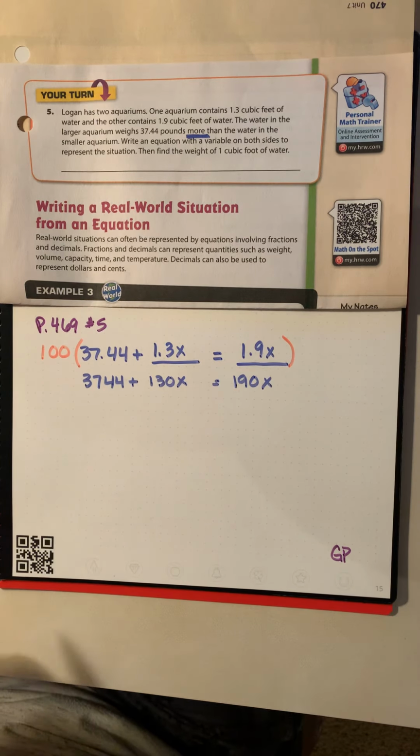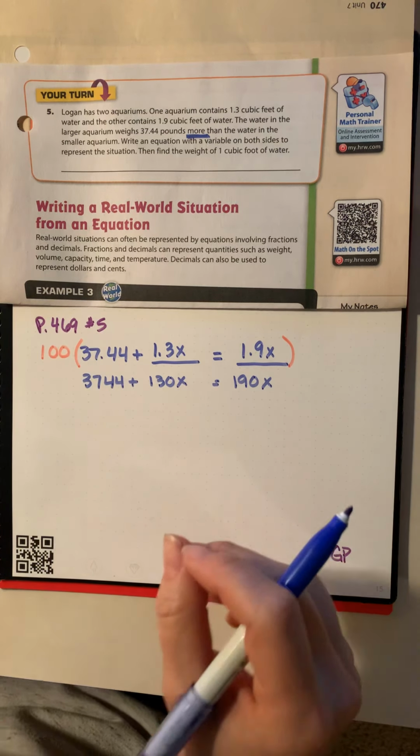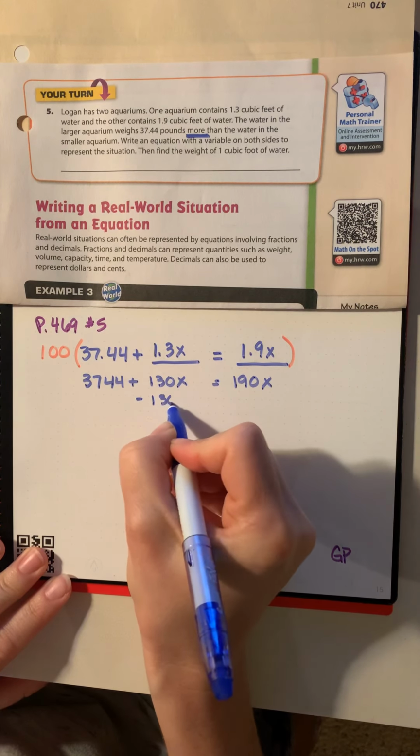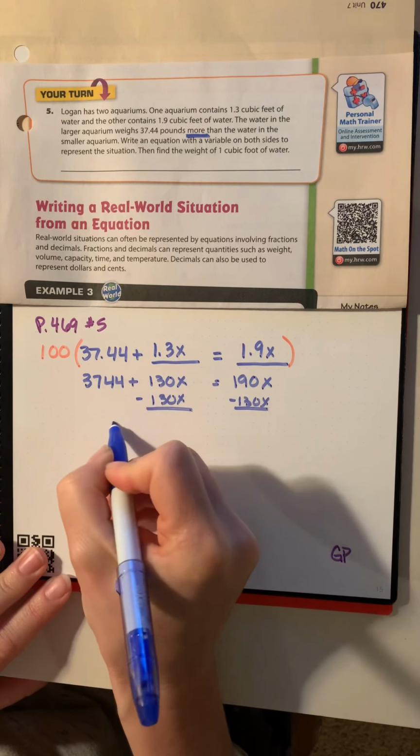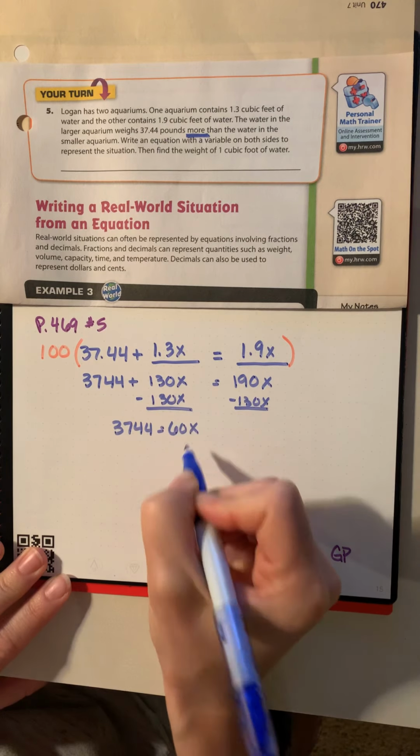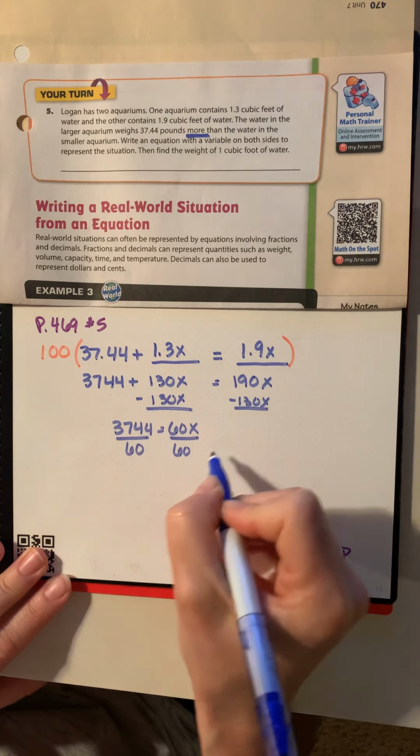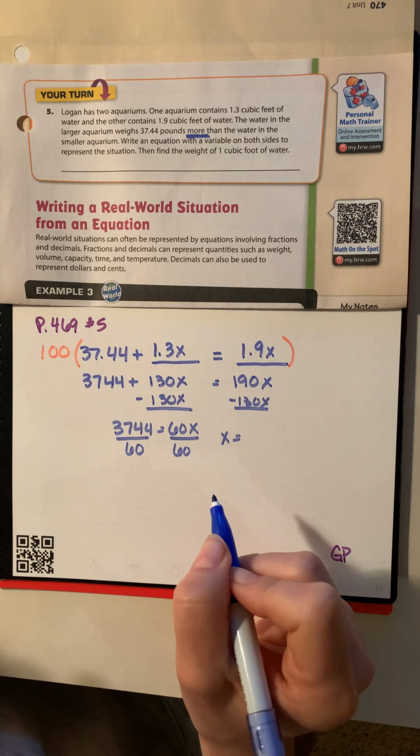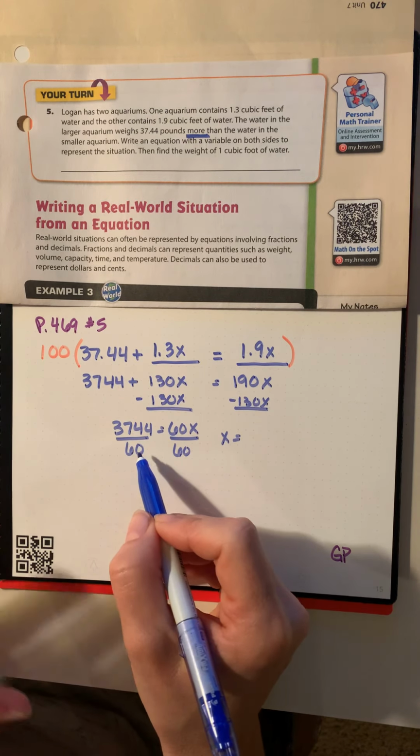Now, if we were sitting in class right now, we'd probably grab a calculator to go ahead and solve this, but I really do want you to see that this isn't that bad of a problem, okay? We're going to subtract 130x from both sides, and we're left with 3744 equals 60x. All right, divide by 60 to solve for x. And again, I'm sure most of you, if you haven't done it already, have grabbed your calculator to do 3744 divided by 60.